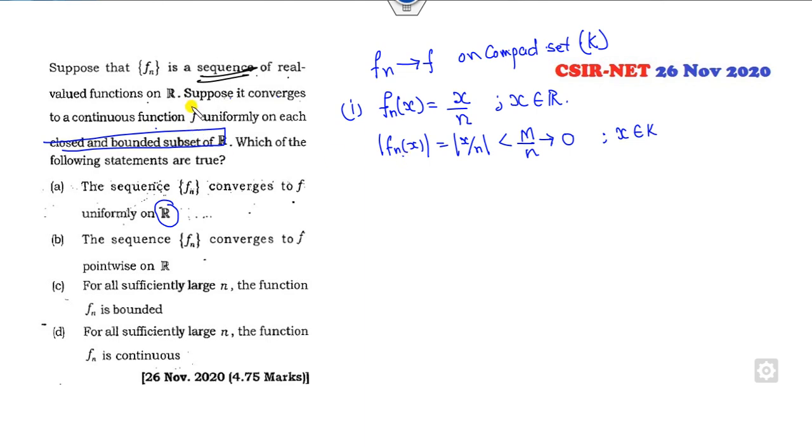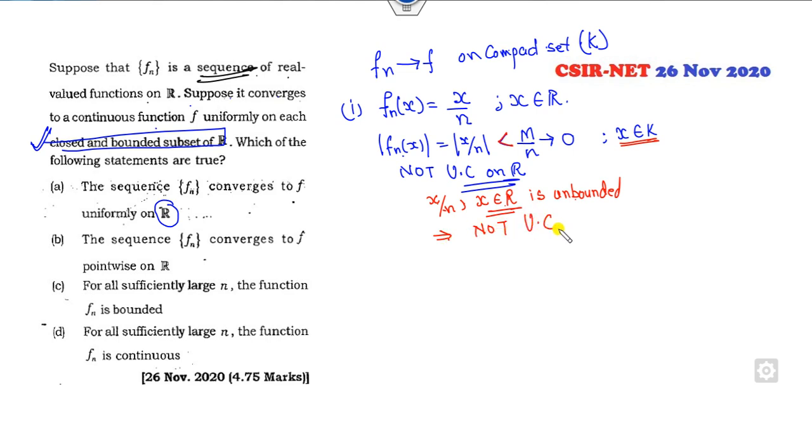That means this property is satisfied. Then is it uniform convergent? It is not uniform convergent on R. Why? Clearly, x over n whenever x belongs to R is unbounded, because x is in my R. If x is in my closed and bounded set, that is compact, then we can say it is less than m, but it is not true. So it is unbounded, so it means it is not UC. So the first option is cancelled.